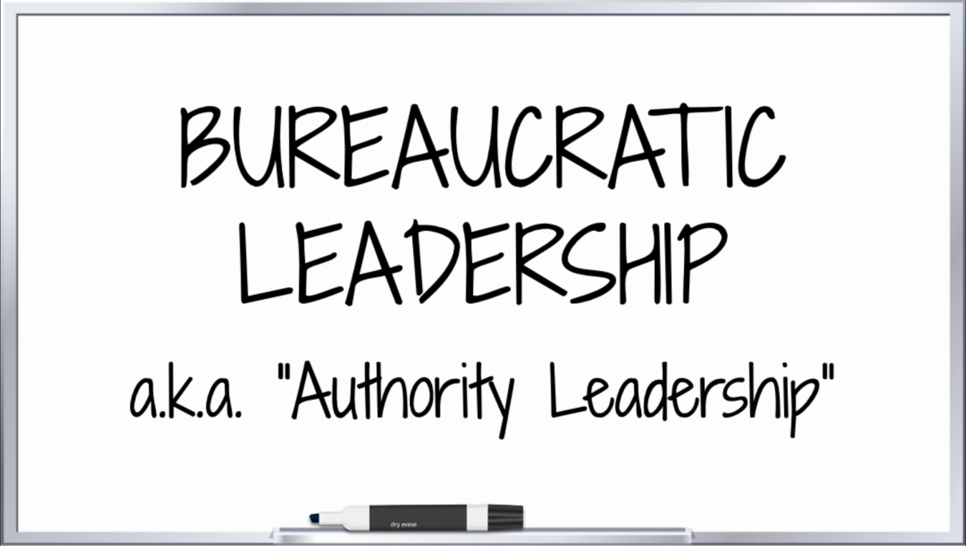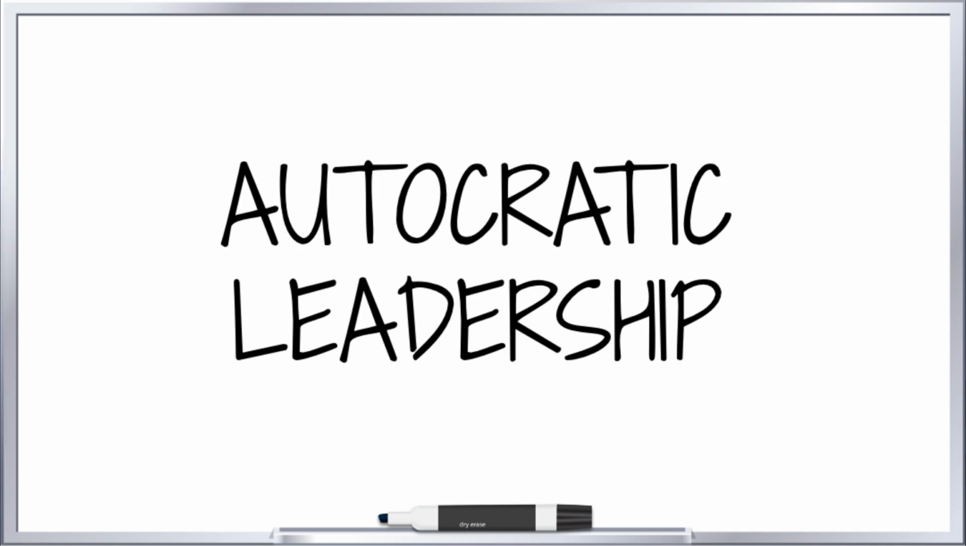Bureaucratic leadership, also called authority leadership. The person with positional authority leads via hierarchy and chain of command. This style is based on authority, rules, and compliance. Autocratic leadership. The person with the most power leads via command and control. In short, this leadership style is based on power and control, also called strongman leadership. Now that you have a basic idea of what these 4 styles are, I'll elaborate on the simple definitions and add a more detailed description of each style.